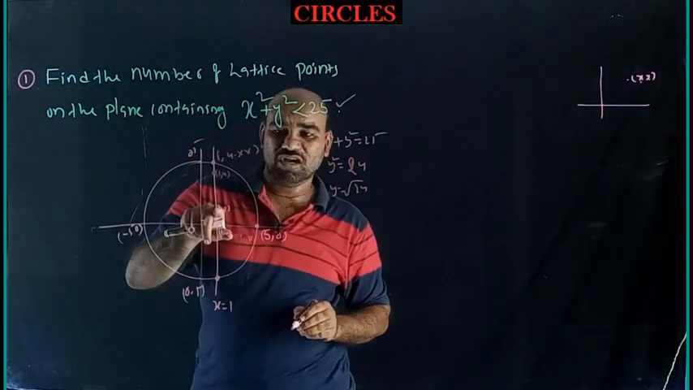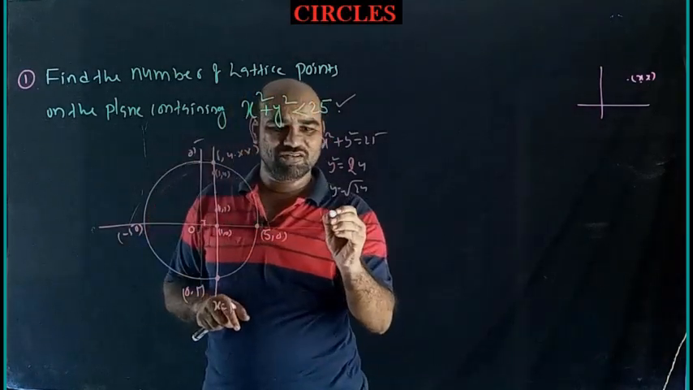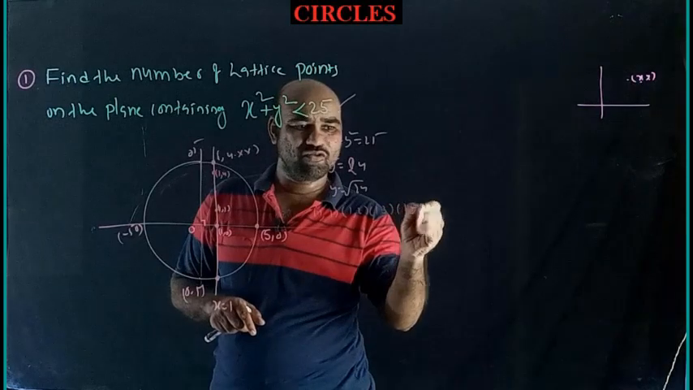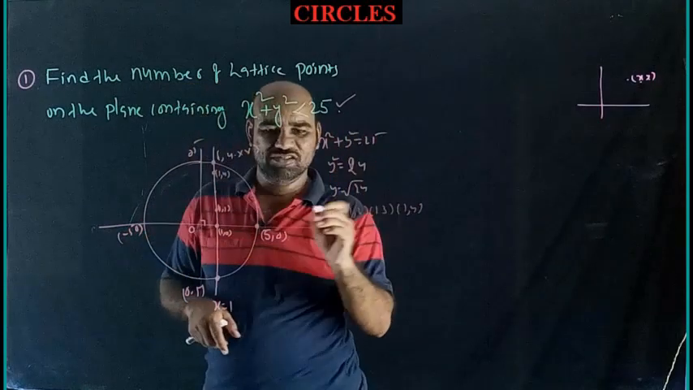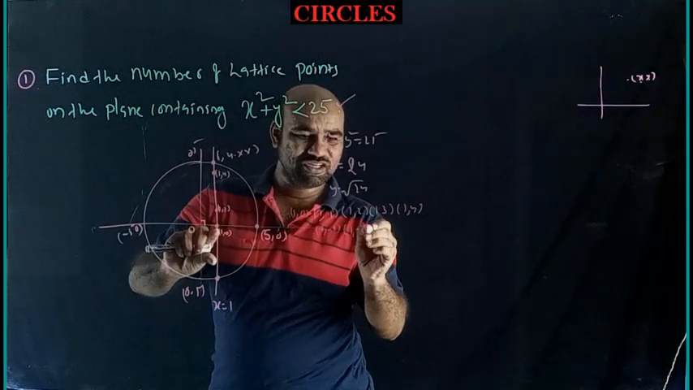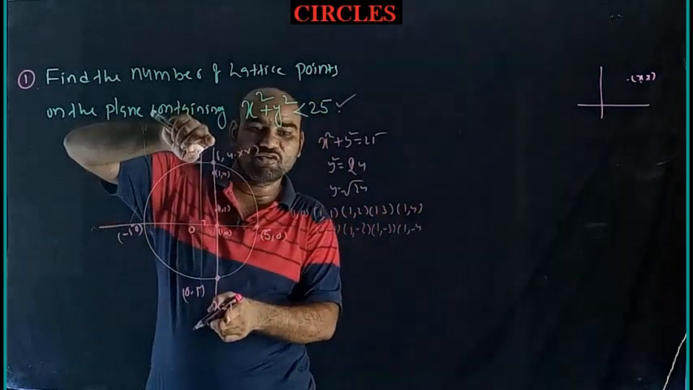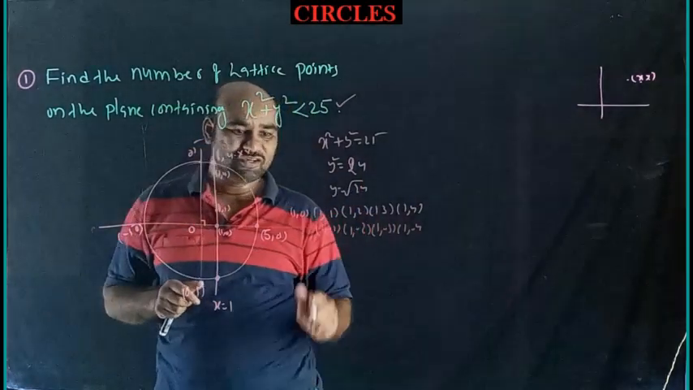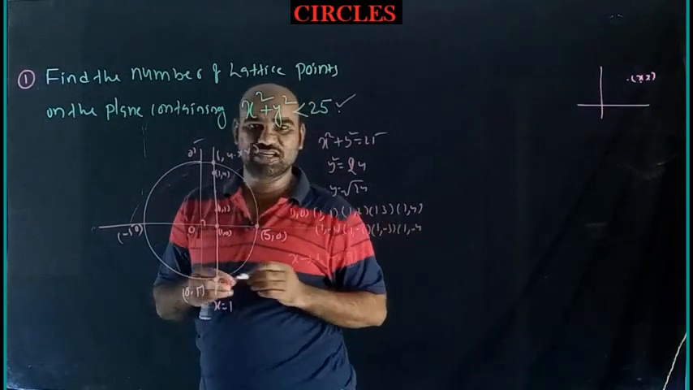So 1, 0, 1, 1, 1, 2, 1, 3, 1, 4. These are lattice points which are in the interior of the circular region. 1, 0 is also there. Similarly here 1, minus 1, 1, minus 2, 1, minus 3, 1, minus 4. Means by using the line x equal to 1, we got 1, 2, 3, 4, 8, 9 points. So what is the meaning of this? The line x equal to 1 gives 9 lattice points.